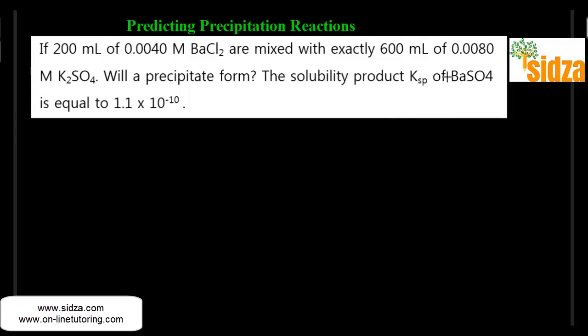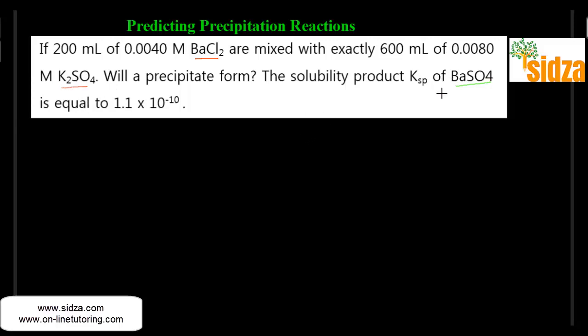The solubility product of barium sulfate is 1.1 × 10^-10. We have to find out whether precipitation of barium sulfate will take place when you mix two different compounds, when you mix barium chloride solution with potassium sulfate. Okay, so now how can we find the answer?